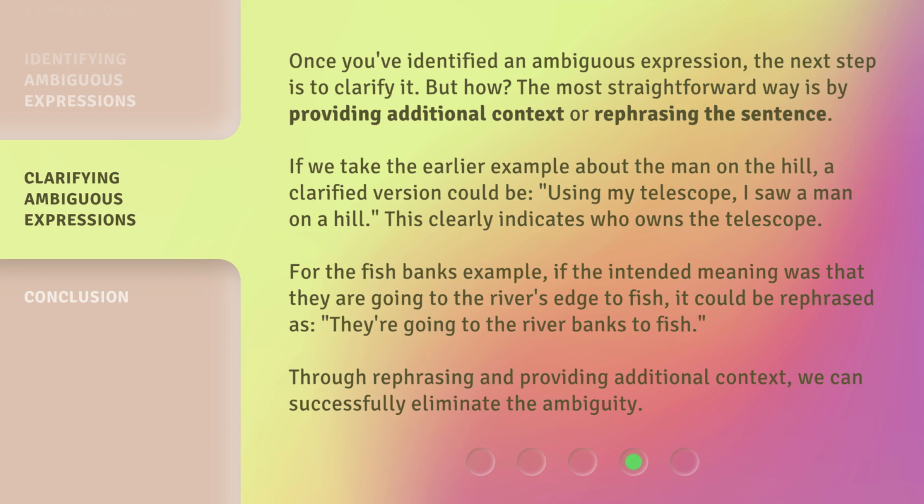If we take the earlier example about the man on the hill, a clarified version could be, using my telescope, I saw a man on a hill. This clearly indicates who owns the telescope. For the fish banks example, if the intended meaning was that they are going to the river's edge to fish, it could be rephrased as, they're going to the river banks to fish. Through rephrasing and providing additional context, we can successfully eliminate the ambiguity.